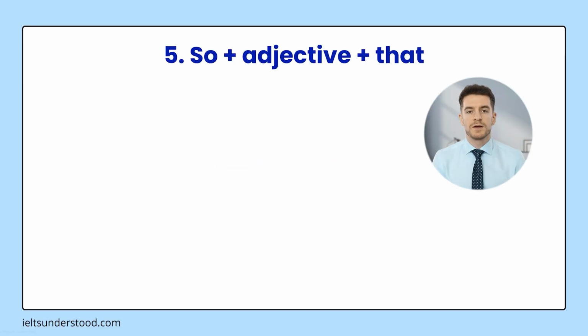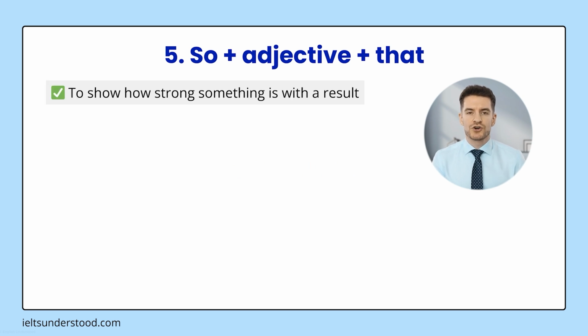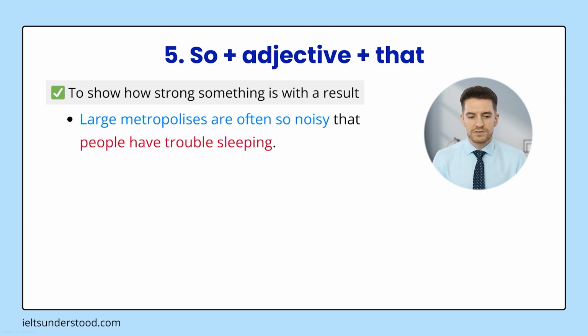Let's move on to structure 5 now, which is so plus adjective plus that. Now we use this one to show how strong something is with a result. So let's look at an example. Large metropolises are often so noisy that people have trouble sleeping. So the first bit in the blue is the idea or the topic. We're saying that big cities are so noisy. And then in the red, we've got the result. What is the result of all that noise?